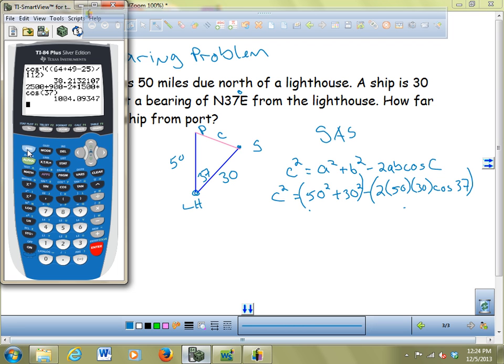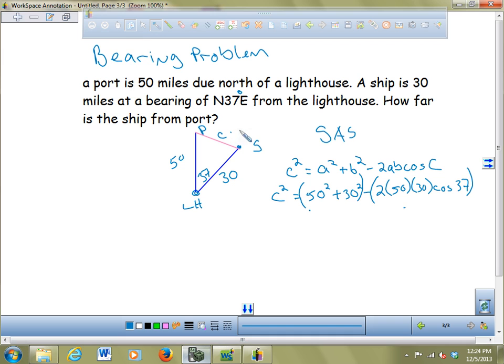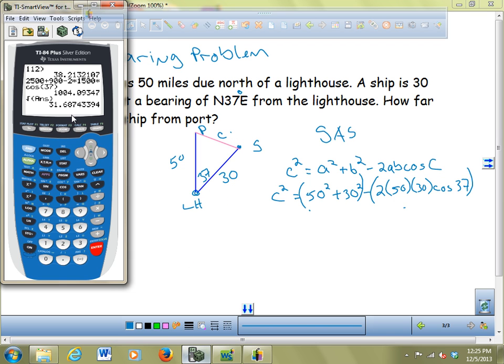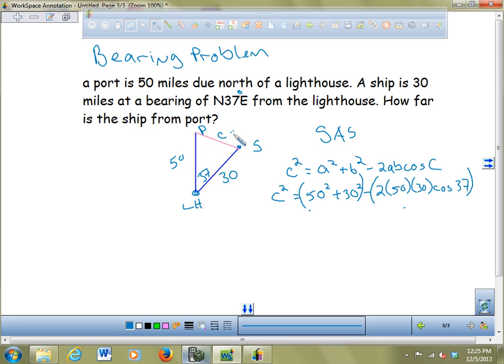Then I go second, square root, which is above x squared, because I need to take the square root of that. Like that. And Henry was right: it is about 31.69 miles.